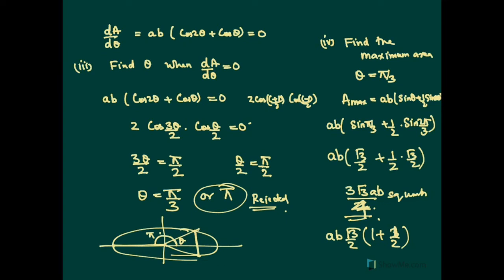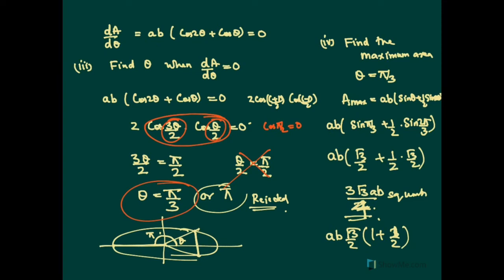We rejected the value of pi. How did we find that? We used the cos C plus cos D formula. And remember, cos of 90 is 0. Since cos of 90 is 0, one of these quantities has to be 0. So either 3 theta by 2 is pi by 2 or theta by 2 is pi by 2. But theta equal to pi is not possible from the diagram, hence that got rejected, and that's how we took theta equal to pi by 3.